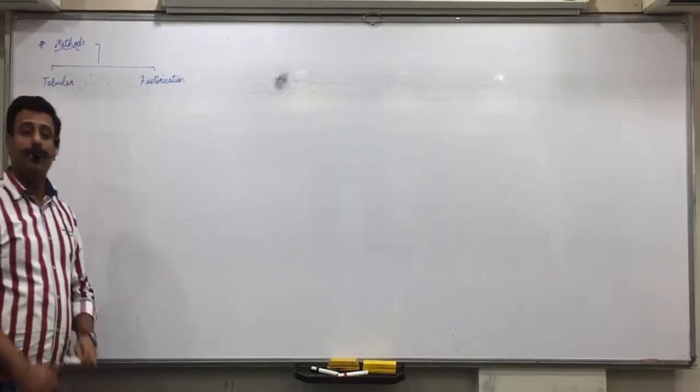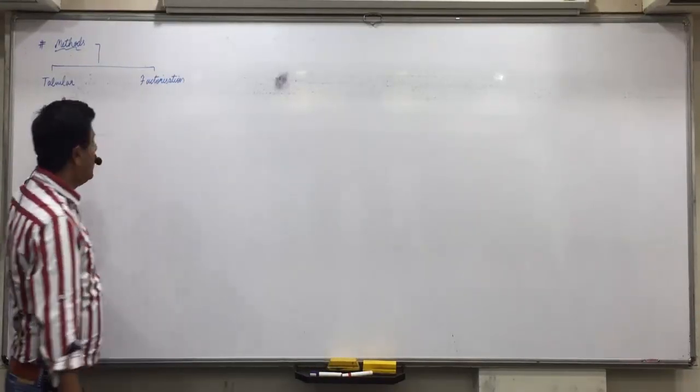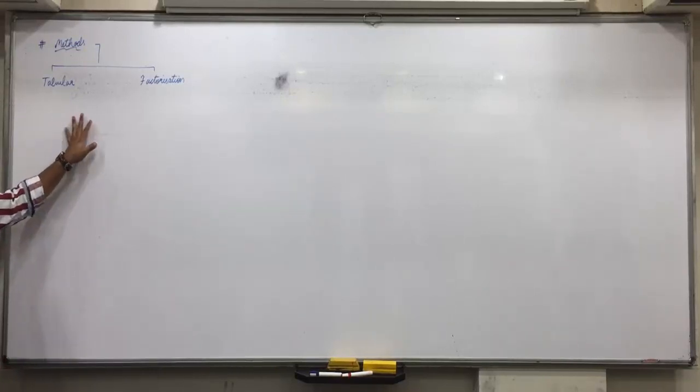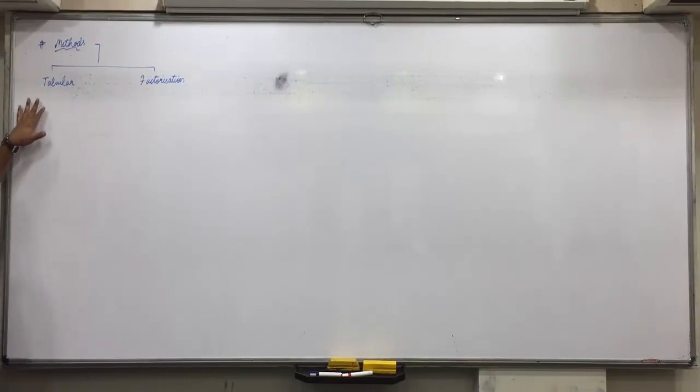Factorization method. What is the trouble, Yuvraj? What happened? Tabular method we will finish today. Factorization will require 2 days. So in the next 2 days the chapter will get over.